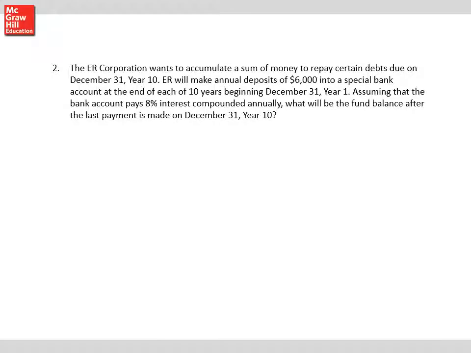The ER Corporation wants to accumulate a sum of money to repay certain debts due on December 31st of year 10. ER will make annual deposits of $6,000 into a special bank account at the end of each year for 10 years, beginning at the end of year 1. Assuming the bank account pays 8% compounded annually, what will be the fund balance after the last payment? Well, this is your classic future value of an ordinary annuity. You want to know how much will be there at the end of year 10, if you make your payments at the end of each year, so you're making 10 payments at the end of each year.